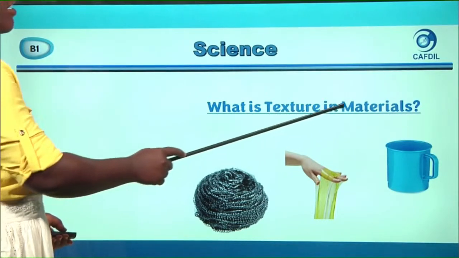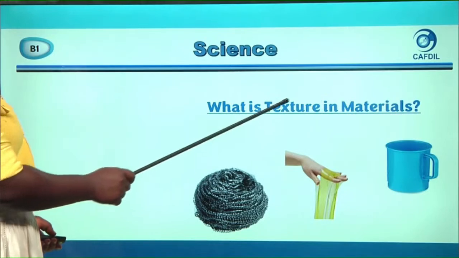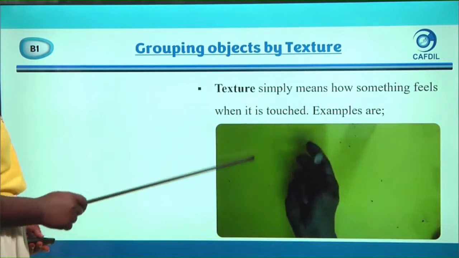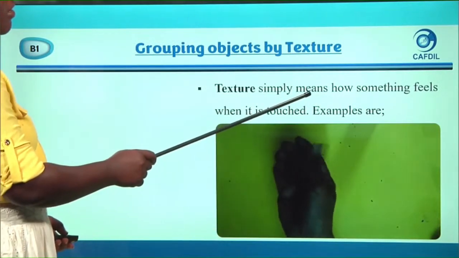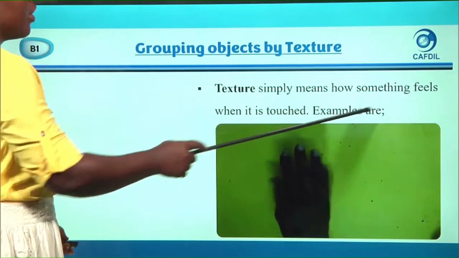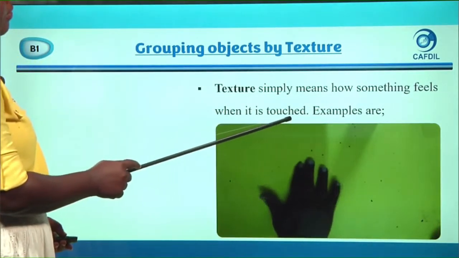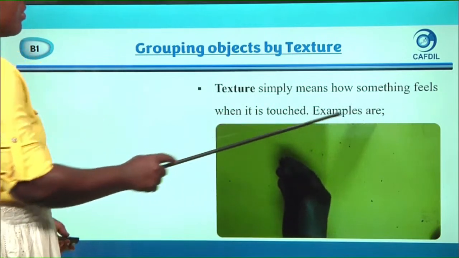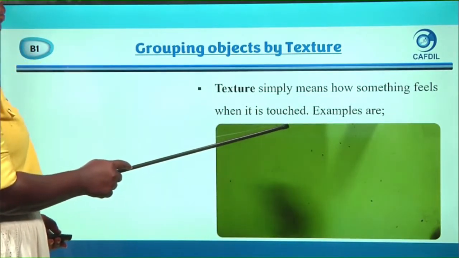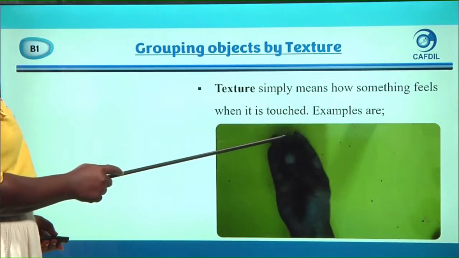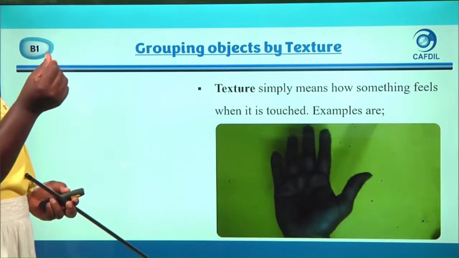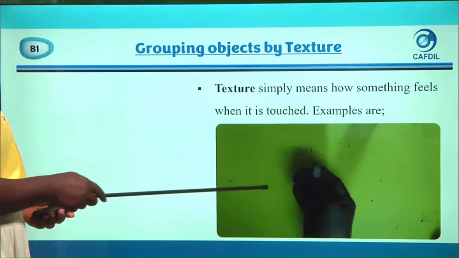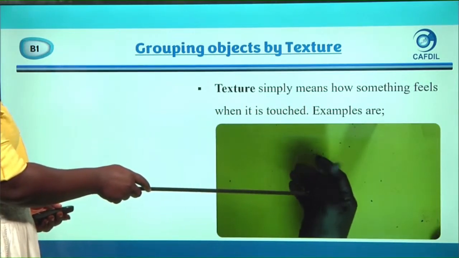What is texture in materials? Texture means how something feels when it is touched. Texture simply means how something feels when it is touched. So we use our hands in touching something. So you can see the hand touching it.